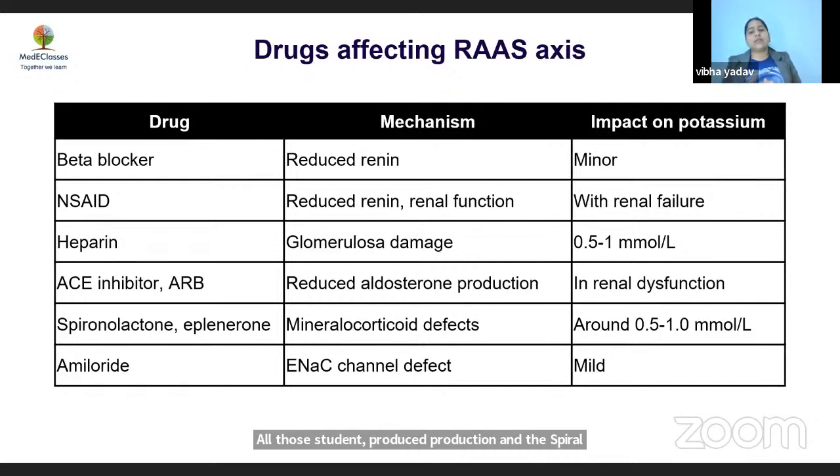So these are the drugs that will cause hyperkalemia, either alone or along with renal dysfunction. So keep your eyes and ears open when you are prescribing these drugs in a patient with renal dysfunction.